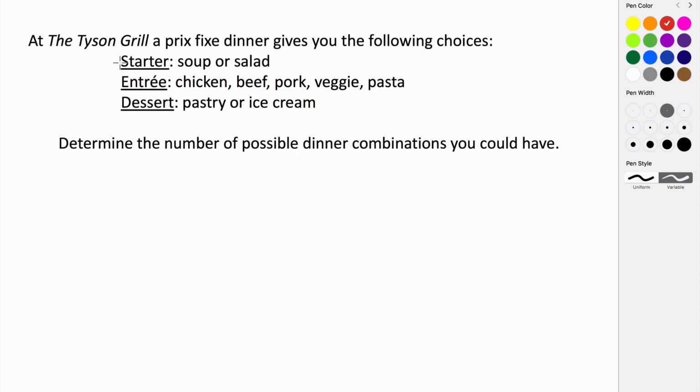Well, so what you do, remember, is you take the number of starter options that we have. So we have 2 starter options times the number of entree options you have. So 1, 2, 3, 4, 5. 5 entree options times the number of dessert options, 2 here. So 2 times 5, that's 10. 10 times 2 is 20. So we have 20 different combinations, 20 meal combinations, for this prix fixe menu.